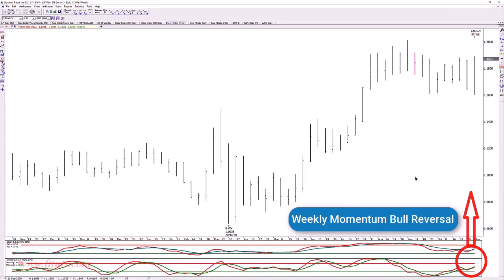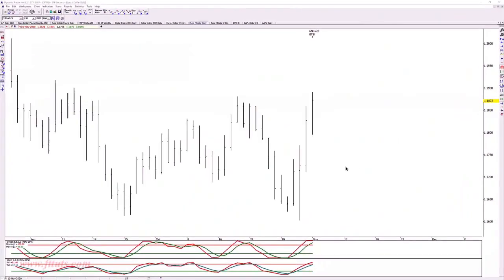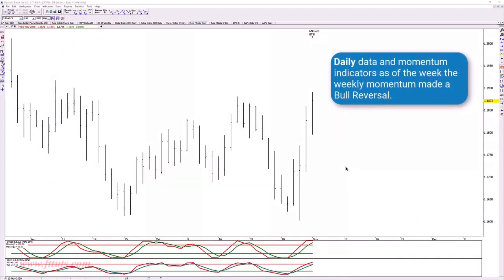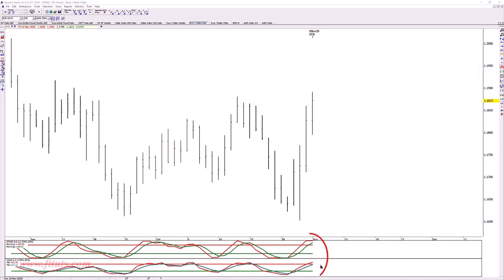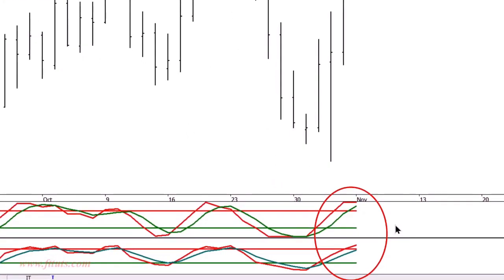So let's take a look at how we'd use this. This is the daily data as of Friday, November 6th, when the weekly momentums made a bull reversal. The daily momentums are overbought. Again, I've got the DT oscillator and the stochastic. It's just to show you it really doesn't matter which momentum indicator you use. They both cycle and trend about the same. Some lead a little bit, some lag a little bit, but they're both equally useful.